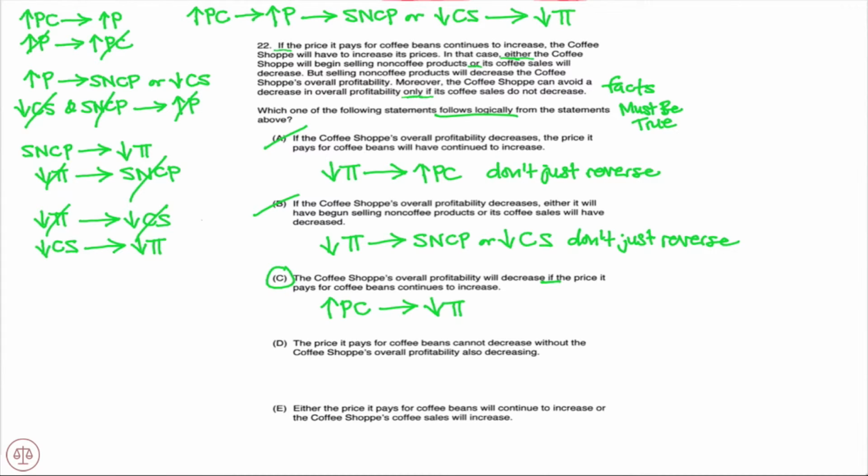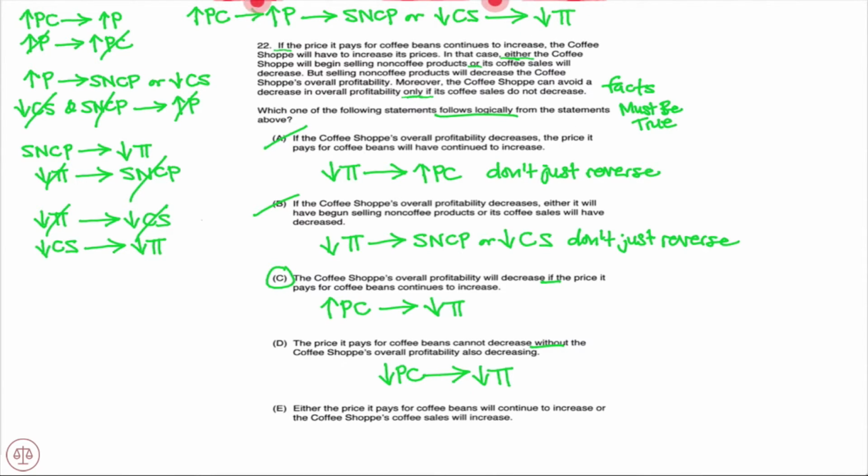But again, just making sure here, checking D: the price it pays for coffee beans cannot decrease without the coffee shop's overall profitability also decreasing. So we know "without" introduces necessary, so overall profitability decreasing is necessary. Negating the other part of the statement makes it our sufficient condition. "Price it pays for coffee beans cannot decrease" would become "price it pays for coffee beans decreases." So if we see a decrease in the price it pays for coffee beans, we're going to see a decrease in profitability. And D is trying to make you think that because you don't have an increase in the price of coffee beans, you do not have a decrease in profitability.